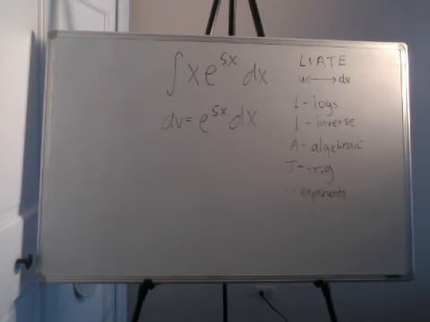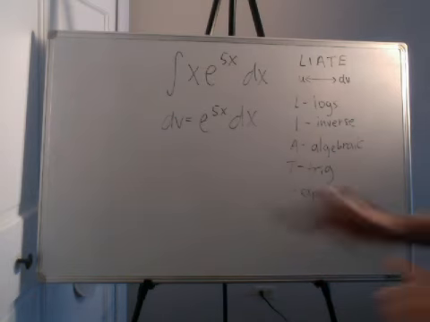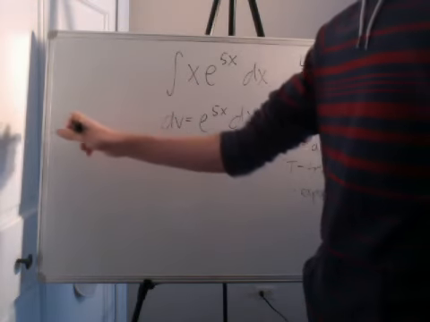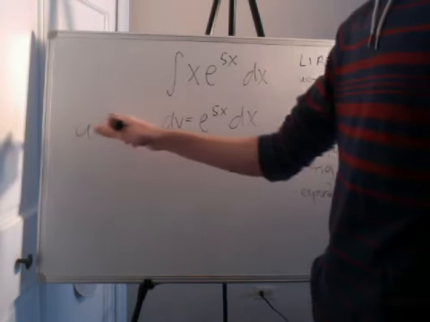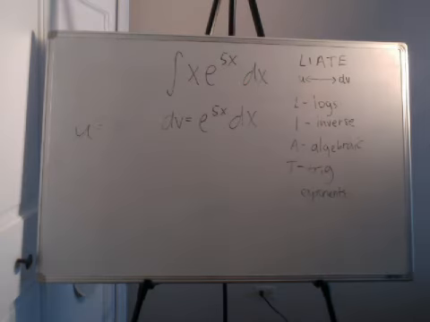Then you're going to want to make the u the x, because x is algebraic, so it can kind of go either way. You know how to take the derivative and the antiderivative just as easily, so in this case, like that. And then we have our formula.